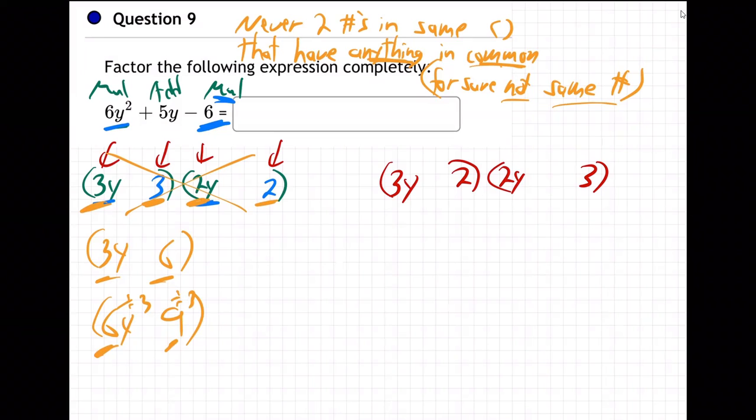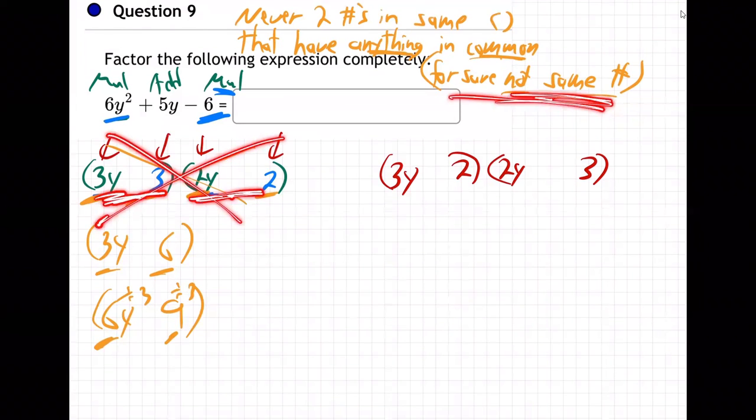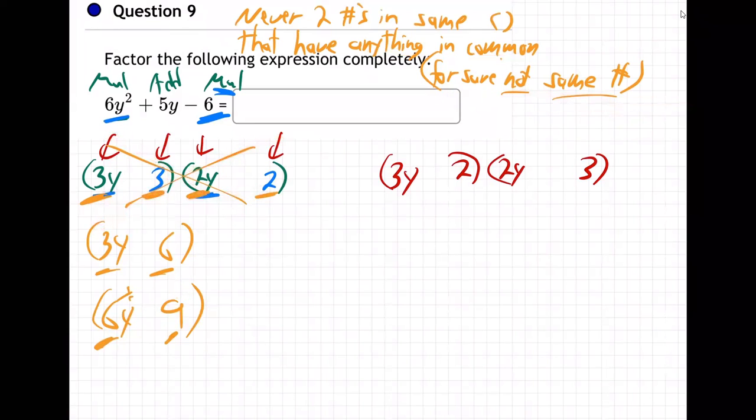So we know for sure this is the wrong answer because they have 2 3s in common and 2 2s in common. Can't have that. So that cannot be the case. So that one's wrong. And then here's the way we actually check as well. The other way is you just check them.